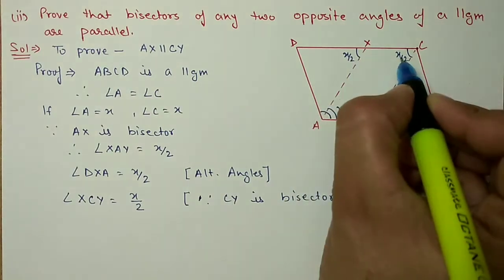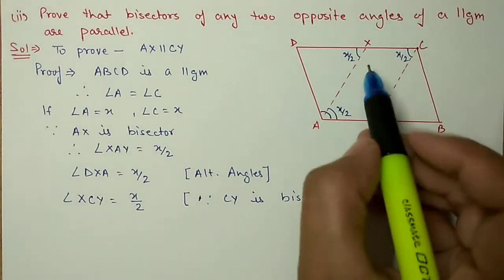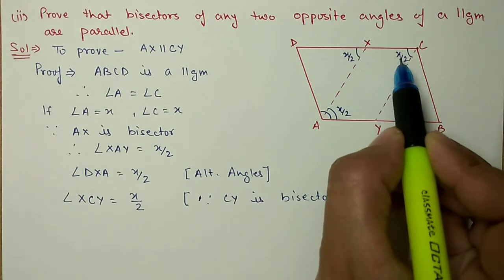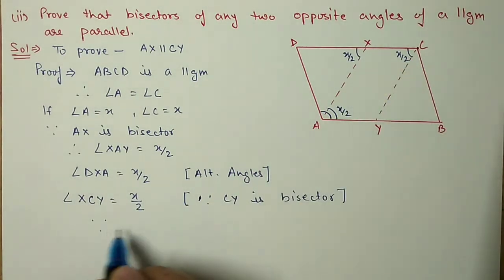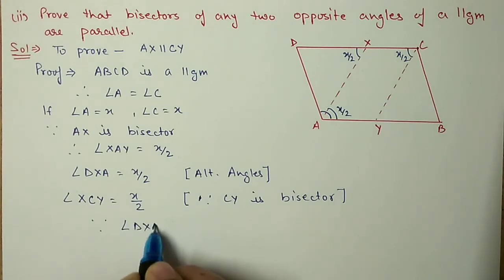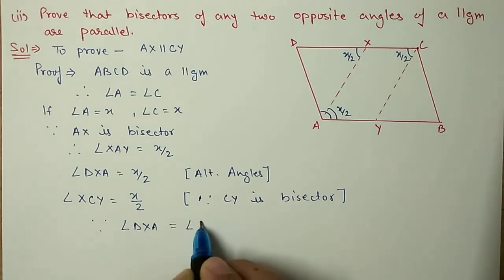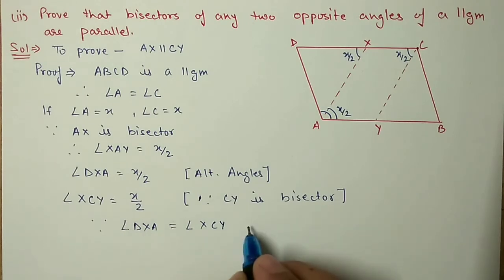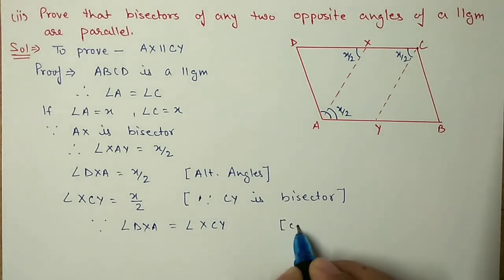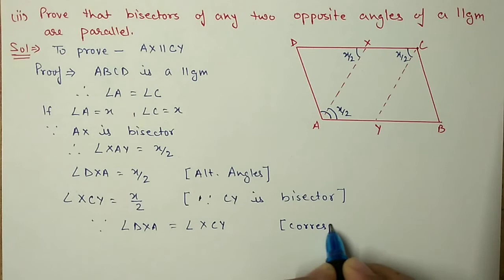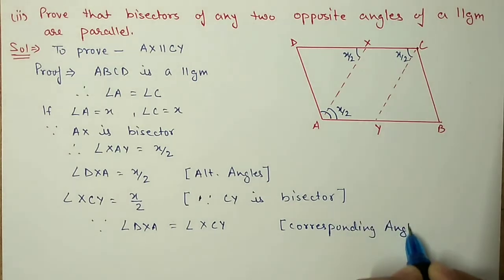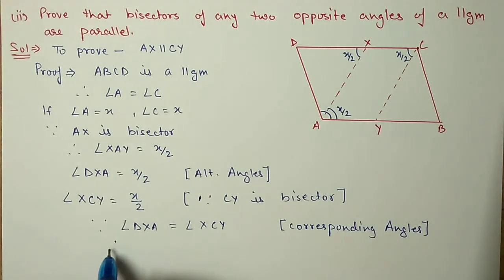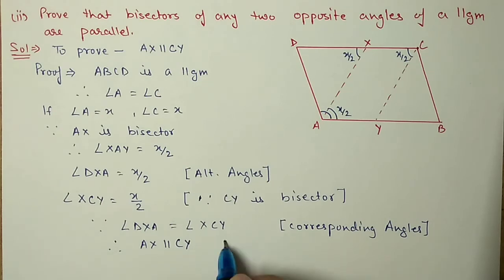These two are the corresponding angles for these two lines, and if corresponding angles are equal, then these two lines will be parallel. So we can write, because angle DXA is equal to angle XCY, both are the corresponding angles, therefore AX is parallel to CY.